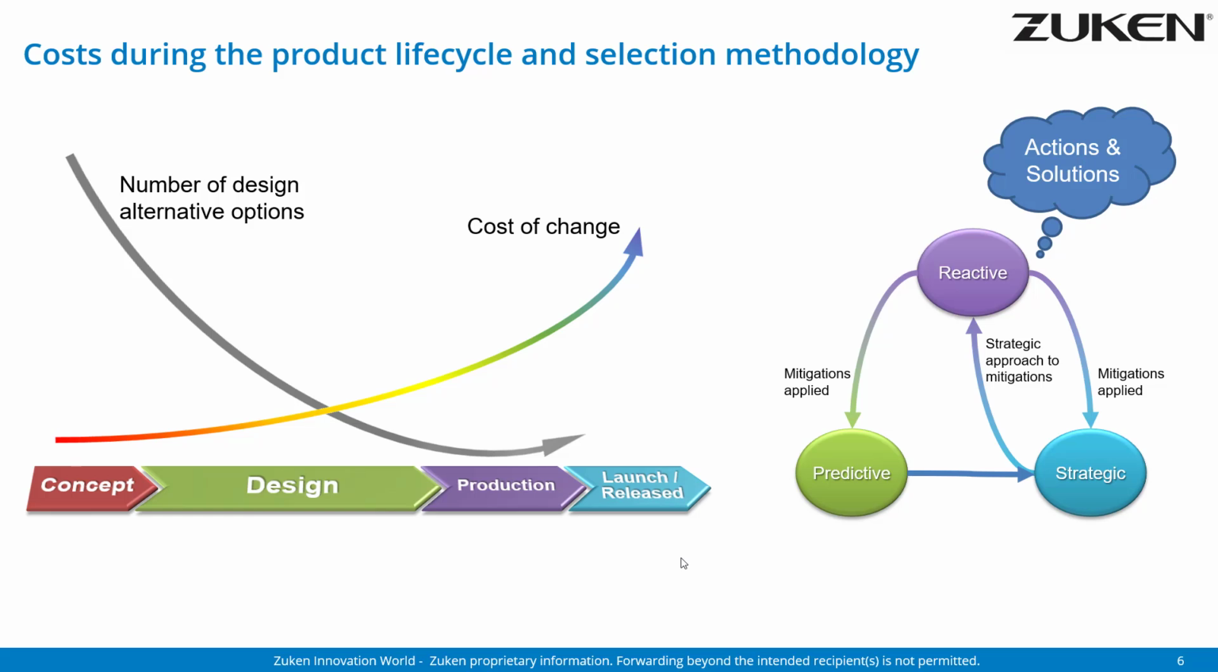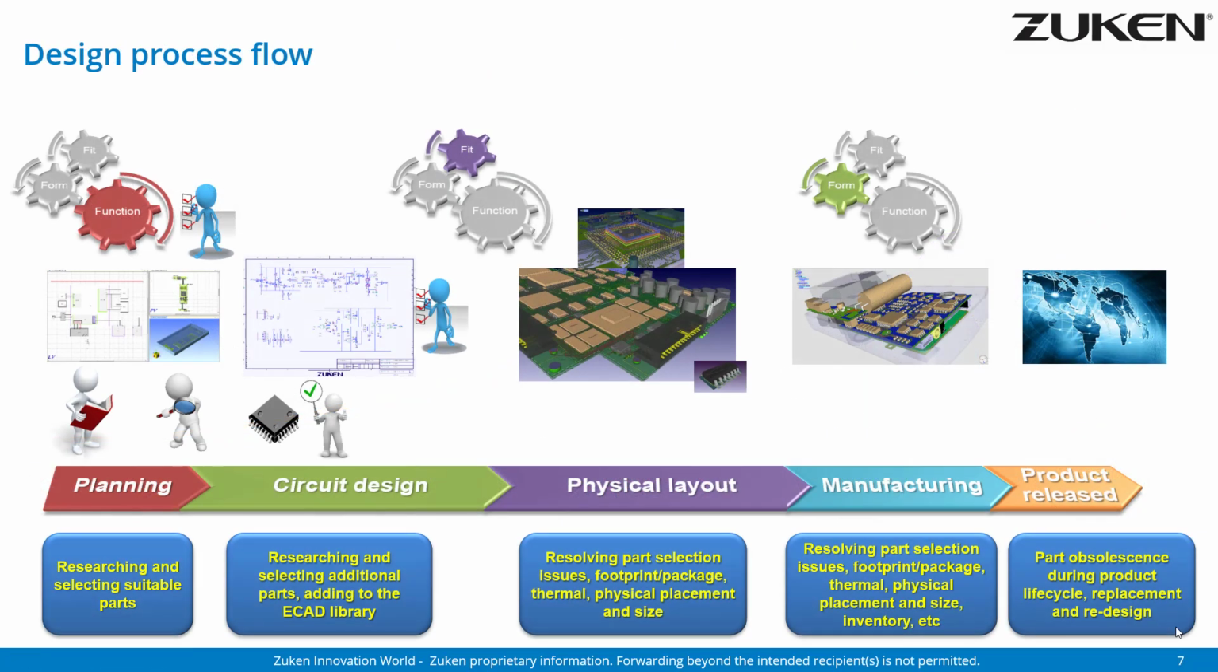Other aspects of the selection methodology need to consider the supply chain, the product availability, the cost, the lead time, and how this can affect the product life cycle. The current issues regarding volatile pricing and lead time have certainly impacted businesses today. Let's look at the impact of the part selection during the design process and the decision making.